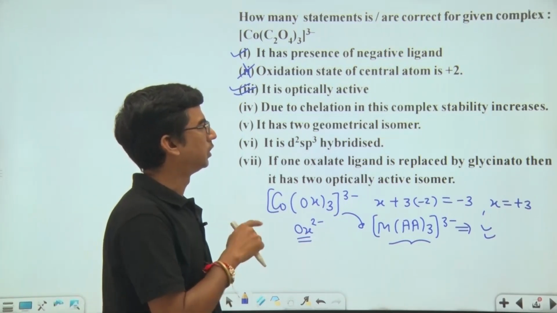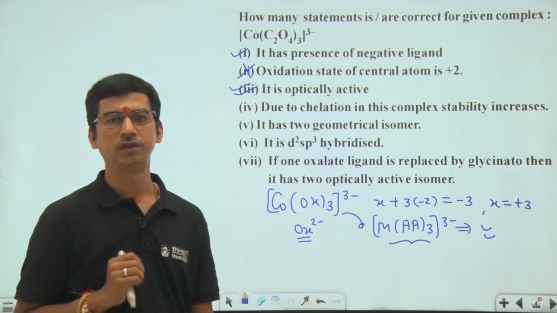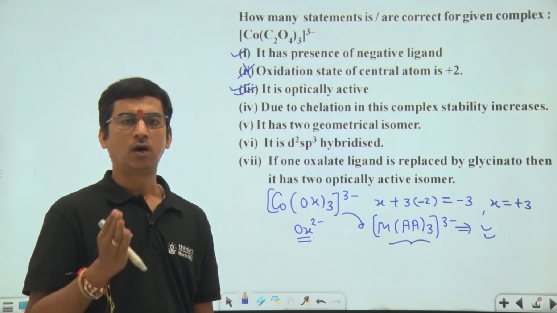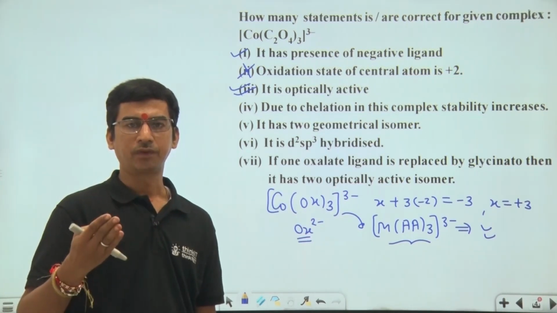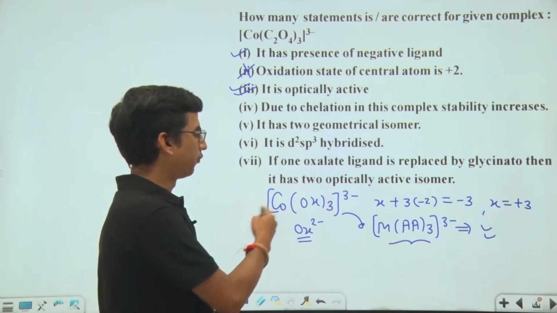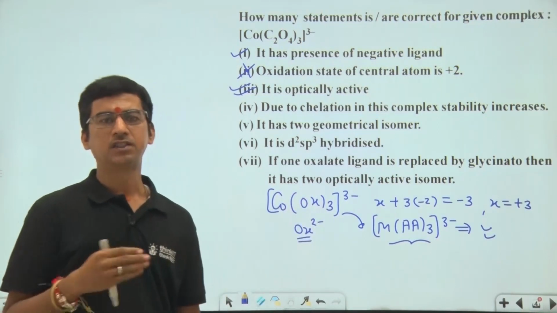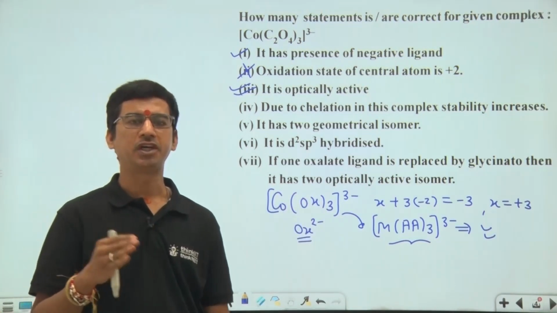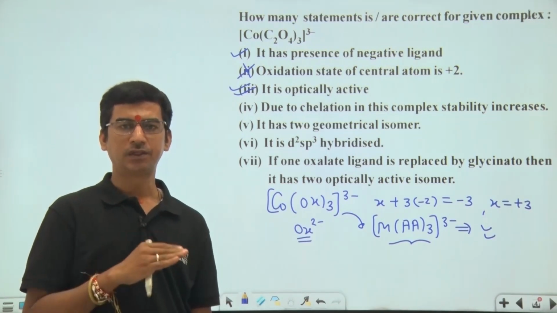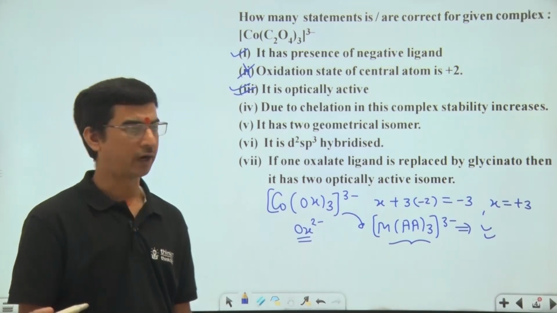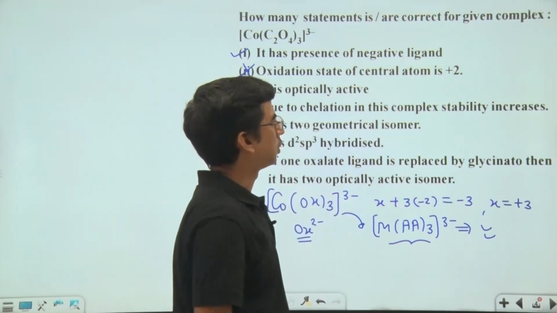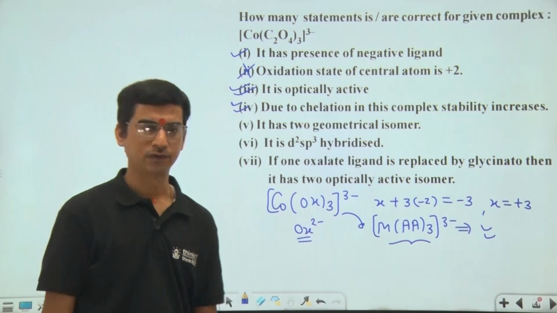Now we come to statement number 4. Due to chelation in this complex, stability increases. So students, this option is also correct because oxalate is a chelating ligand. Means it forms a ring with the central metal, and if ring formation takes place in a complex, then stability of the complex increases. It is known as the chelation effect. So statement 4 is also correct.